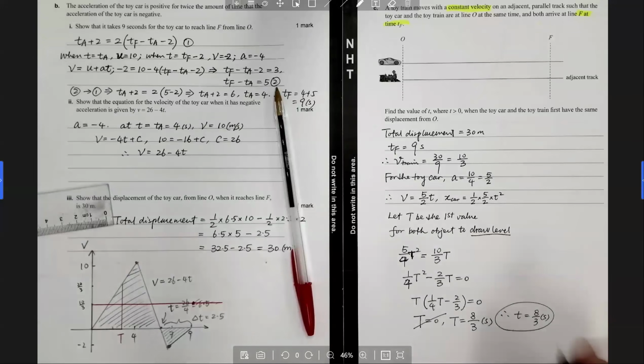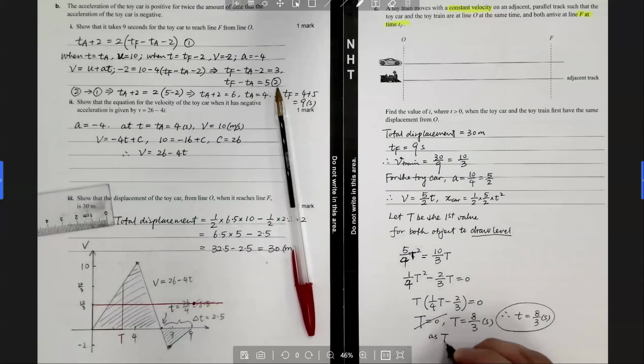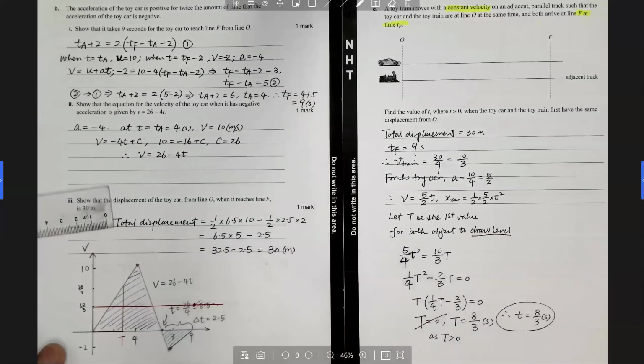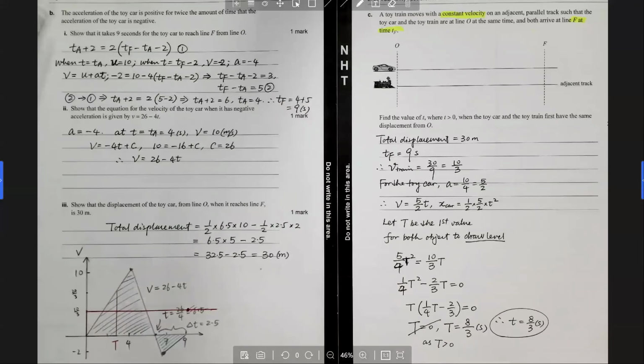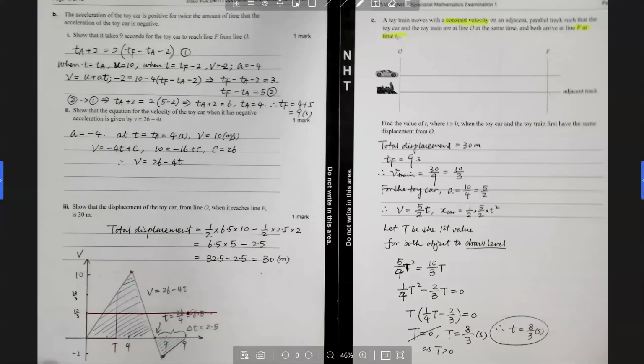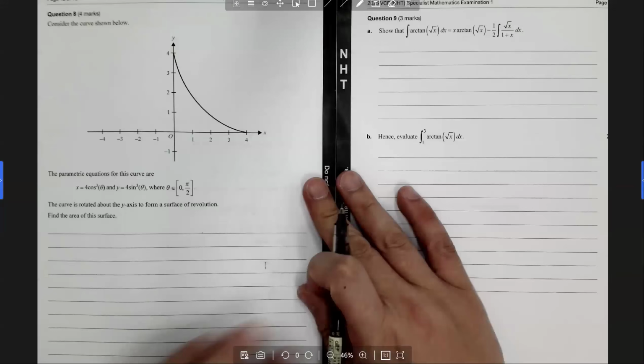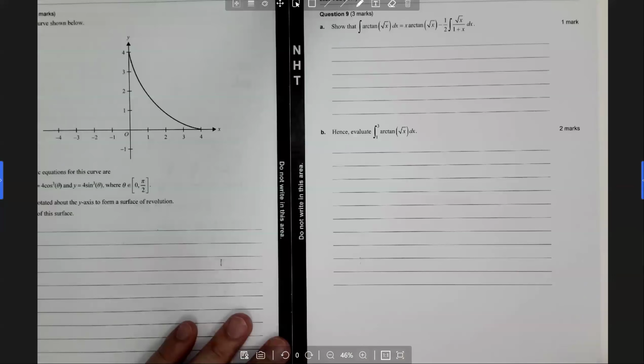All right. I would say this one is a very challenging kinematics question. The level of difficulty is not in terms of the algebra. It's actually the part where you need to comprehend everything, okay? Quite a bit to read through here. Okay, question 8 and question 9. I think that's it.